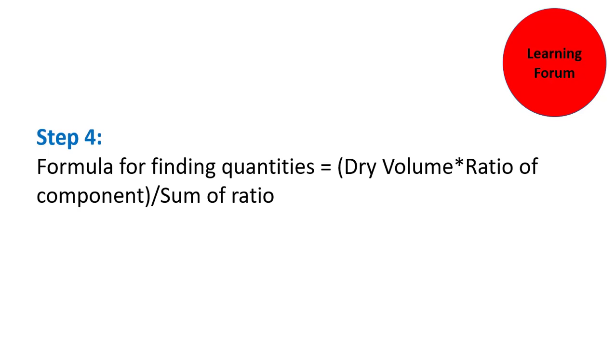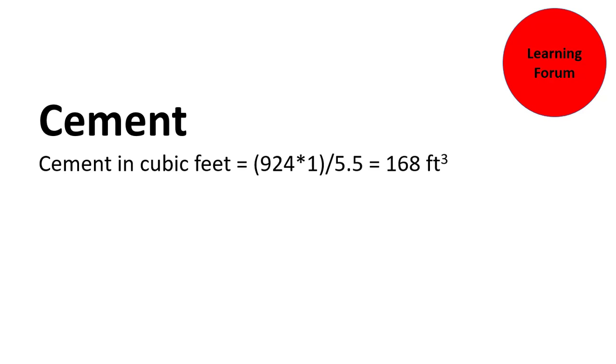Dry volume, we have already calculated it. Ratio of the component, we already know it. And sum of the ratio, which we already have calculated. So using this formula, we can calculate the quantities. So if we start with the cement, the ratio was 1, and we can calculate it first in cubic feet. 924 was the dry volume, 1 is its ratio in the mix, and 5.5 was the sum of the ratio. So it comes out to be 168 cubic feet.